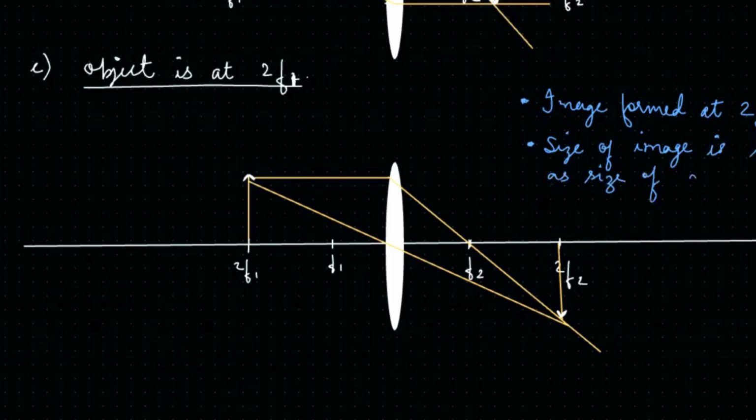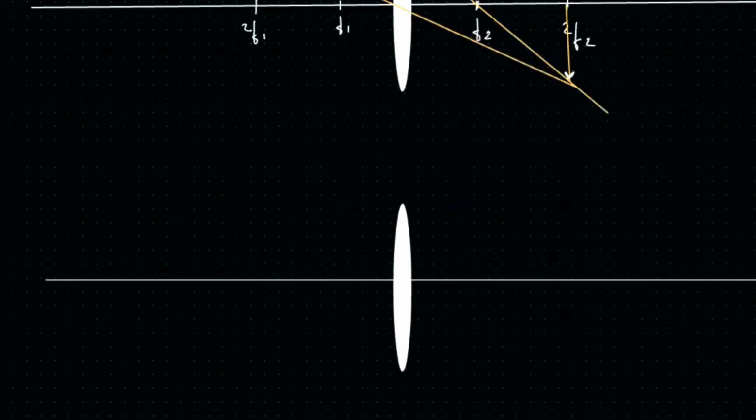And the third point is, again, you can see that it is real and inverted. So this was the third ray diagram. Now the fourth ray diagram, which is object between 2F1 and F1.